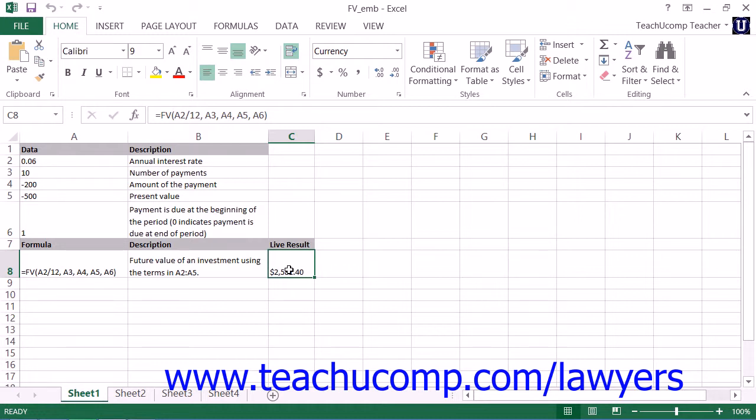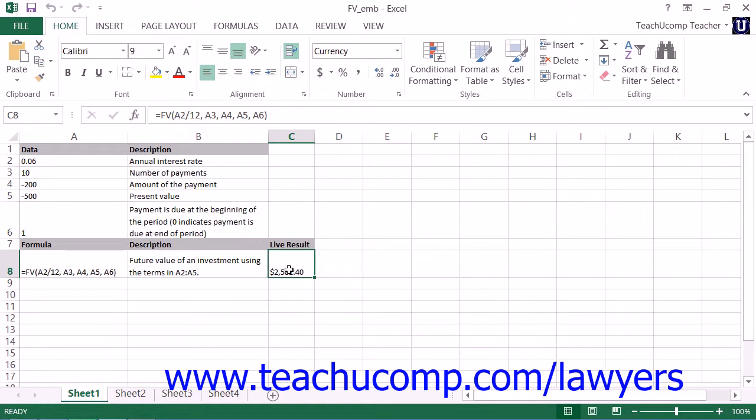The PV argument is optional, and this is the present value or lump sum amount that a series of future payments is worth right now. If this argument is omitted, then it is assumed to be 0. Note that if the PV argument is omitted, then the Pmt argument is required.